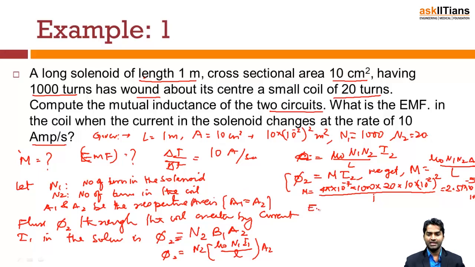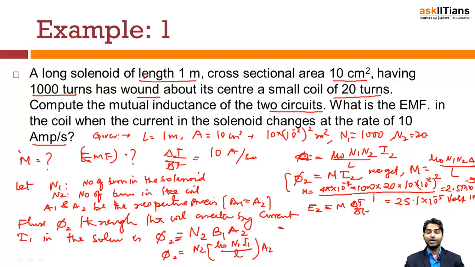This time we will calculate the EMF. So EMF E2 is equal to M into delta I by delta T, according to the first formula. On substituting the corresponding values, we have M as 2.51 into 10 to the power minus 5, and the change in current is 10. So simply we multiply and get 25.1 into 10 to the power minus 5 volt.